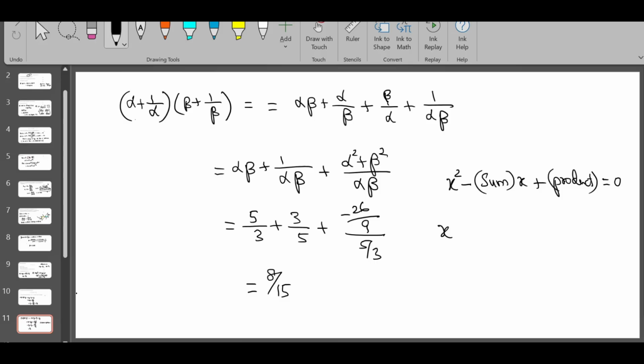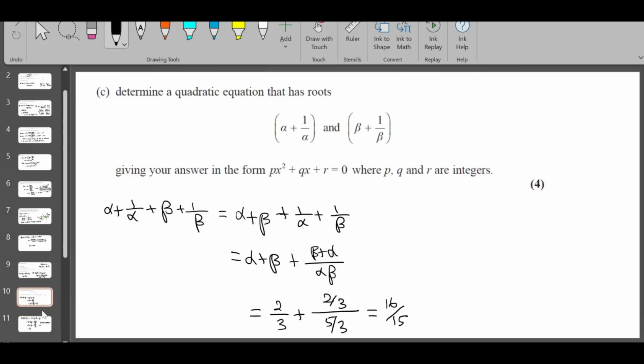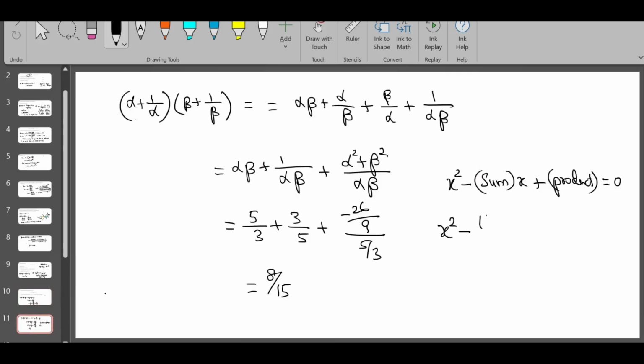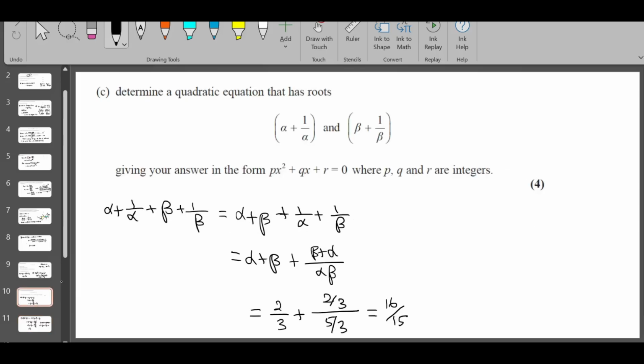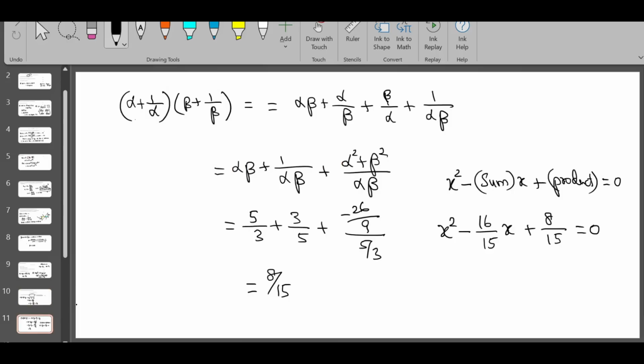So x square minus sum of the roots, we got it as 16 over 15x plus 8 over 15 is equal to 0. But again, go back and read the question. It says they want the equation in this format where P, Q, R are integers. You cannot give any fraction. So multiply throughout by 15. 15x square minus 16x plus 8 is equal to 0. That's the required quadratic equation.